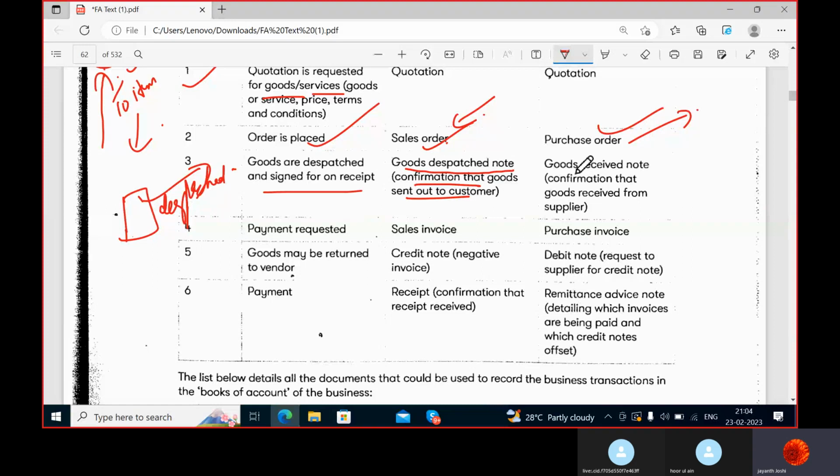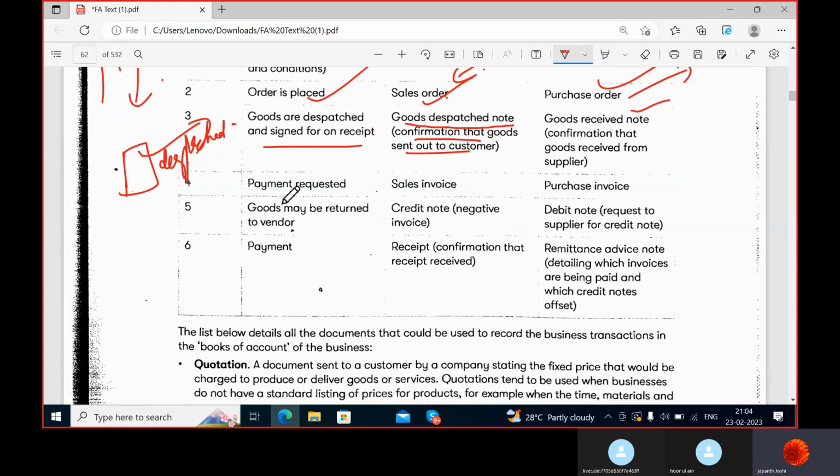And the goods will be received by the customer from the carrier, and they will sign the note, and that is called goods received note. Okay, confirmation that they have received the goods. And then payment requested. See, now everything has been done. Goods have been dispatched, delivered. Now the payments have to be done.